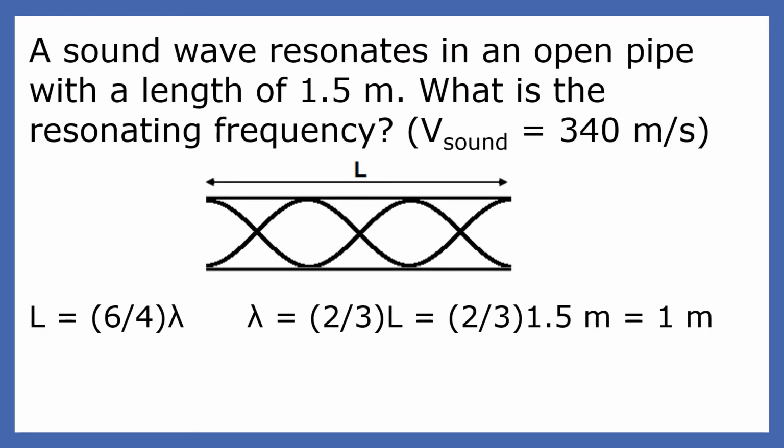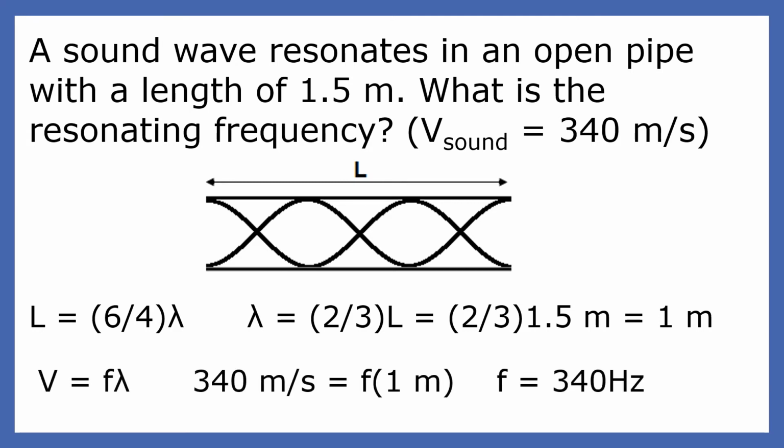Let's try a problem. A sound wave resonates in an open tube with a length of 1.5 meters. What is the resonating frequency when the velocity is 340 meters per second? When we count the quarters, that's antinode to node and node to antinode, we count off 6/4 wavelengths. Since the length is 6/4 wavelengths, then the wavelength is 2/3 of L, which turns out to be 1 meter. Now that we have the wavelength, we can use the velocity formula to find the frequency.